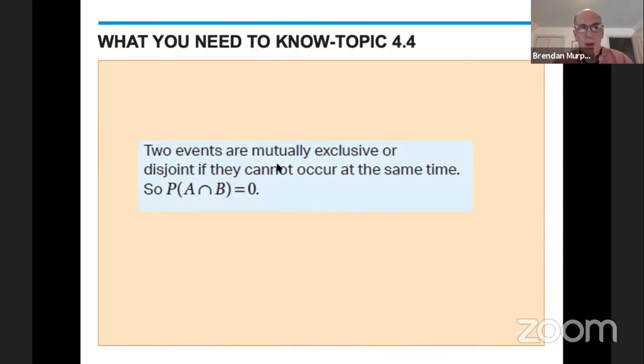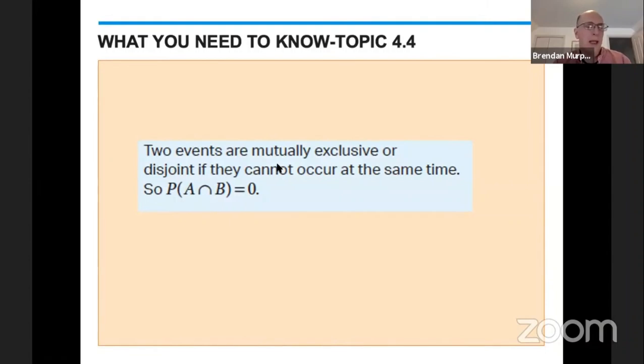Two events are mutually exclusive or disjoint. Those two terms mean the same thing, and I think I've seen both of those on previous AP Stats exams, so feel comfortable with both terms. Two events are mutually exclusive or disjoint if they cannot occur at the same time. So the probability of A and B equals 0.